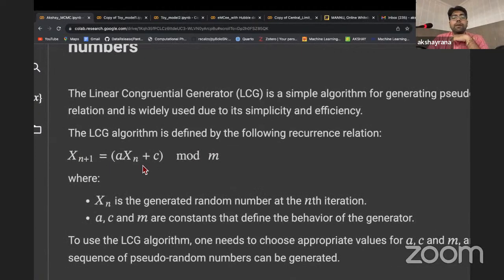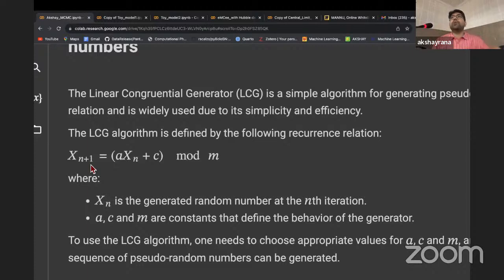In the method, A, C, and M are constants. X is the random number that you will be creating. If you want to start creating random numbers in your computer, you are supposed to provide an initial seed. Looking at this iterative relation, to create the first number you need X naught, so that is going to be the initial seed. Then in this recurrence relation, A, C, and M are the input parameters that you provide to your system. Once you provide these numbers and the initial seed, it's a recurrence relation: X naught to X1, X1 to X2, X2 to X3, and in that iterative manner you keep getting more and more uniform random numbers.